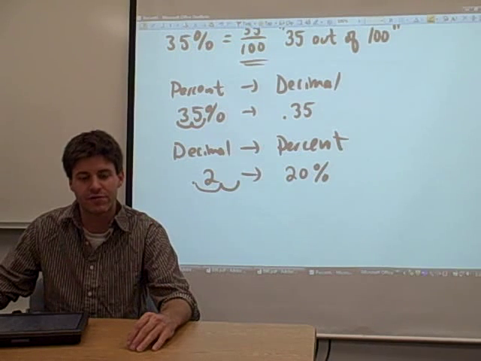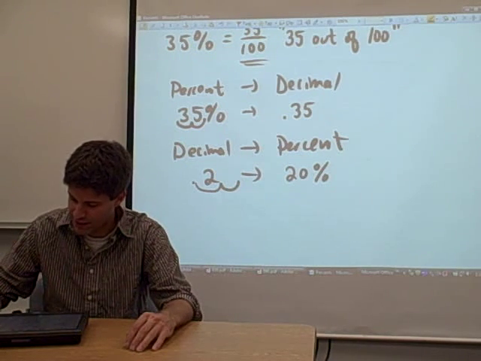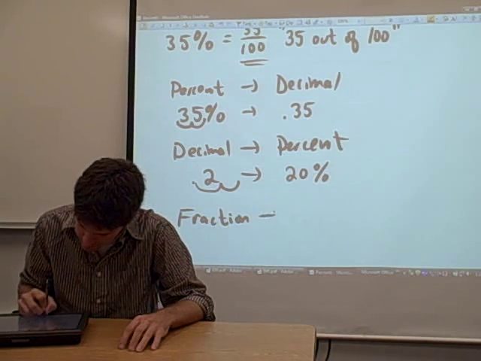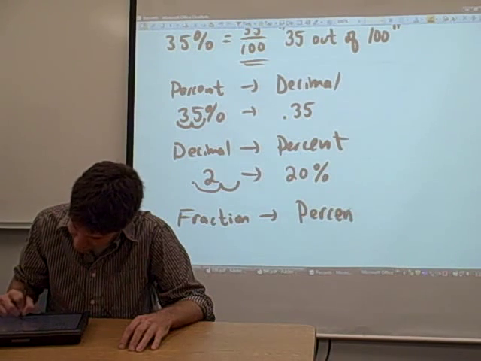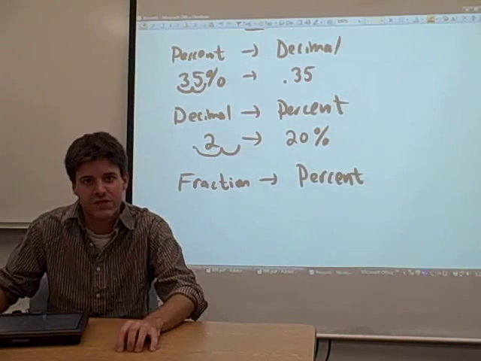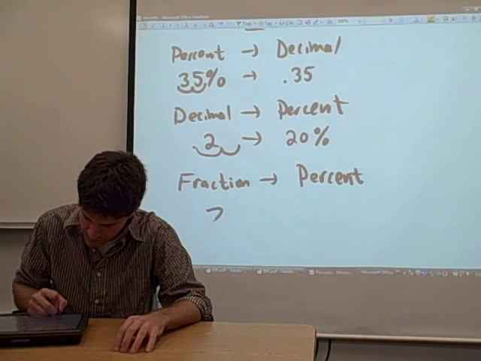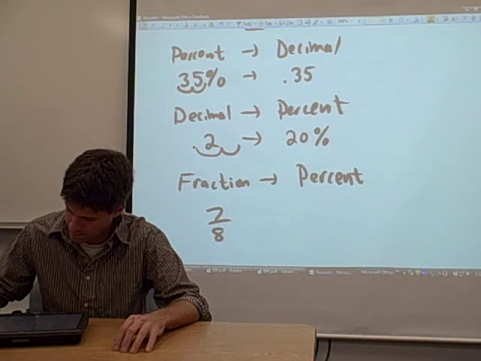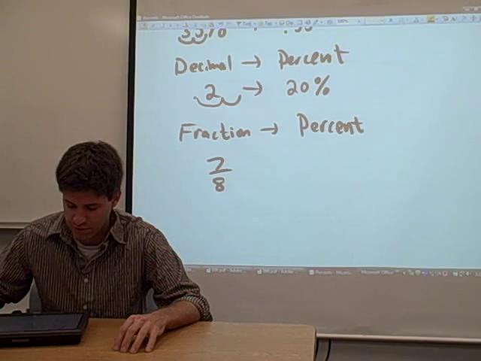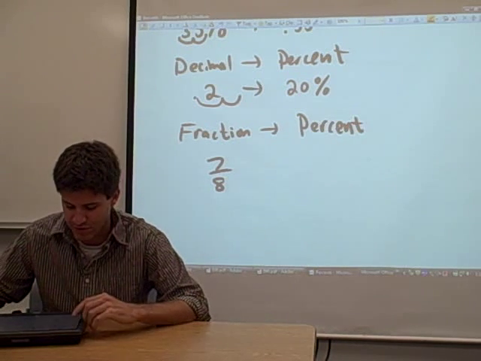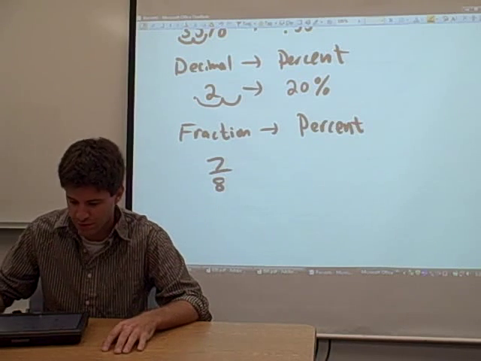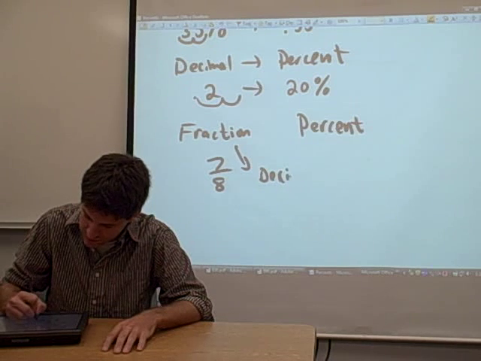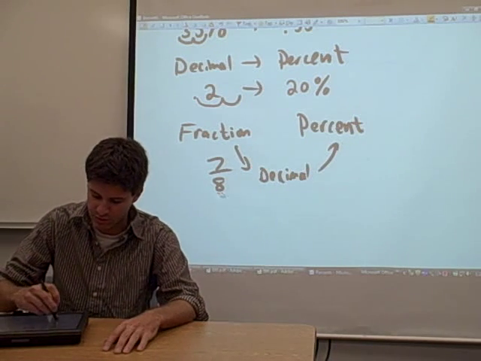We can also convert fractions to percents. So let's talk about how we can do that. Let's say, for example, you're given a fraction 7/8, and we'd like to convert that into a percent. The first step in converting a fraction to a percent is converting this fraction to a decimal. So there's really an intermediate step. We convert our fraction to a decimal, and then we convert that decimal to a percent.